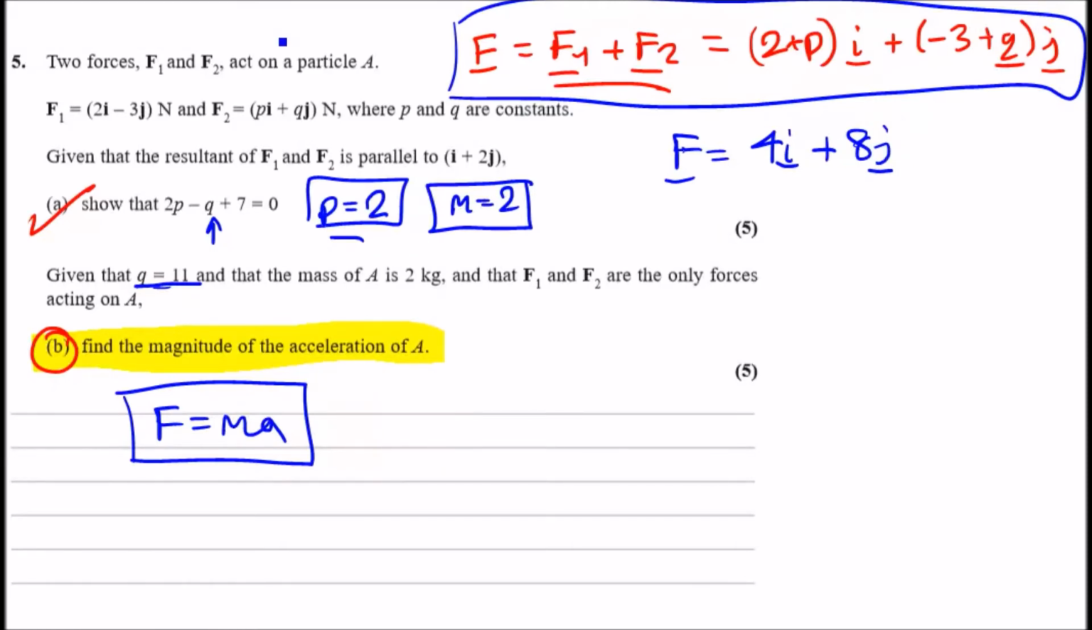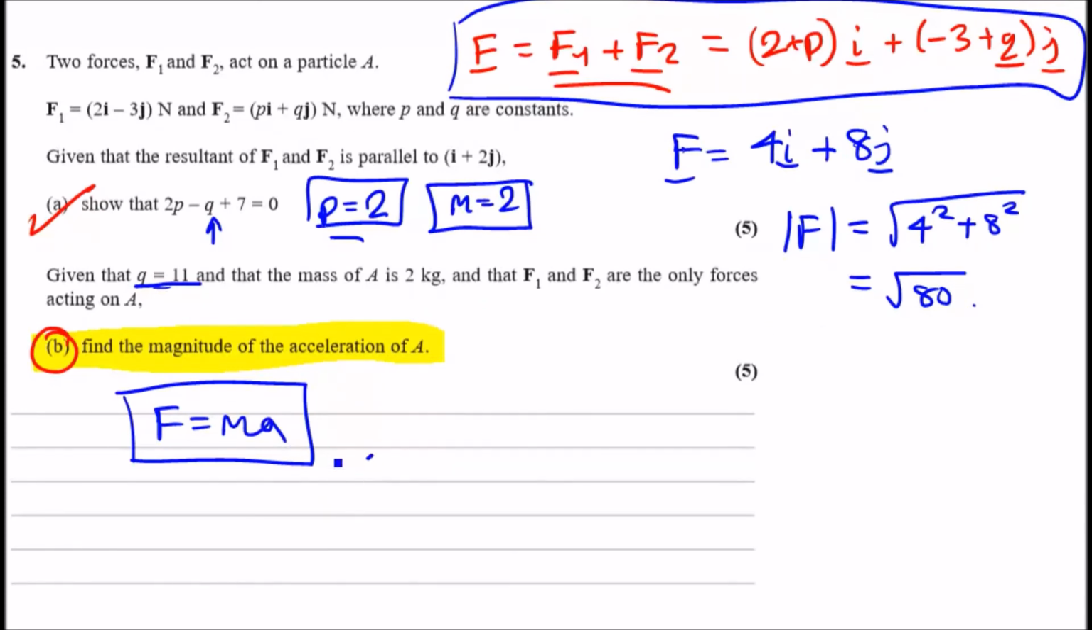Now this is easy. You just have to find the magnitude of F. So finding the magnitude, just use the usual method. It will just be 4 squared plus 8 squared and then square root. And this will give us root 80. Now just substitute back into the equation.